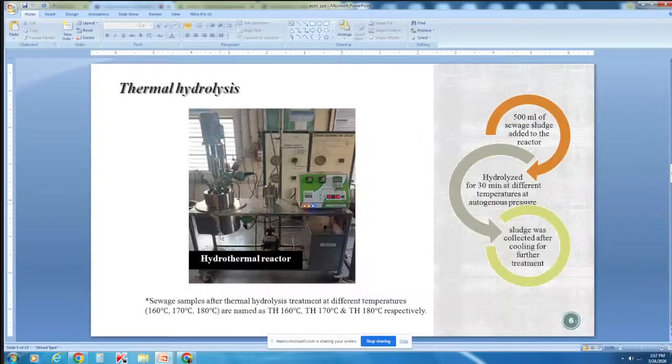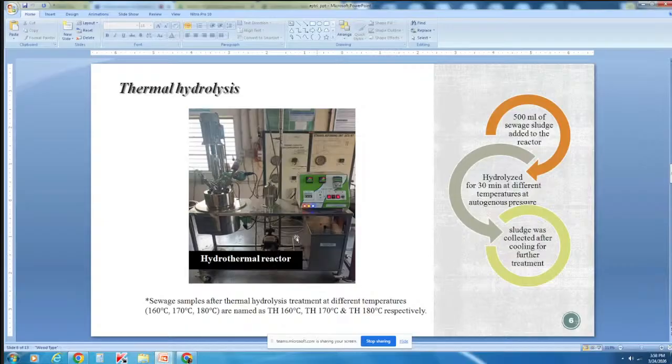This is the thermal hydrolysis reactor. We have taken 500 ml of sewage sludge for 30 minutes at different temperatures. We studied temperatures like 160, 170 and 180 degrees, to find at what temperature it is optimum for increasing the soluble COD.